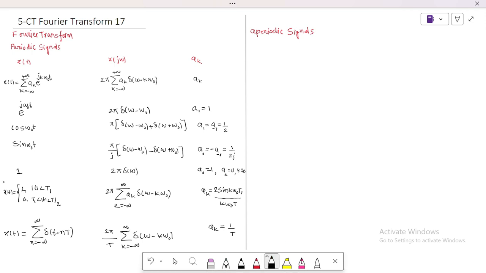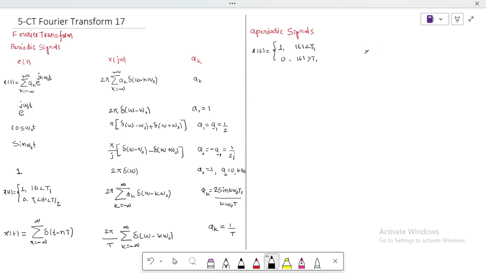So that aperiodic signal, I'm taking this rectangular pulse. On the rectangular pulse, x of t equals 1 for mod t less than t1. For mod t greater than t1, there is no signal. Is it a rectangular pulse only? It has magnitude from minus t1 to t1.